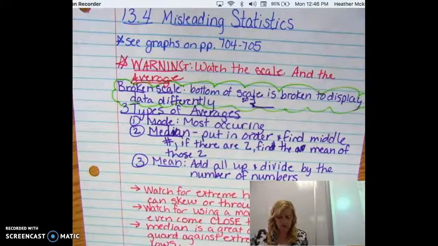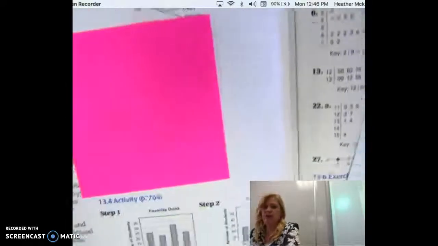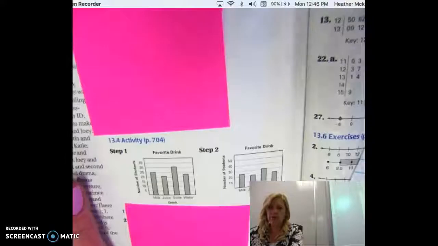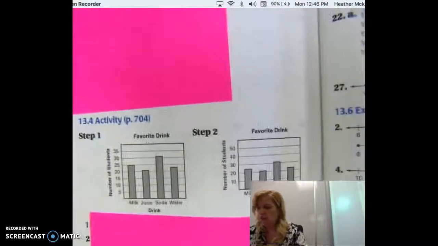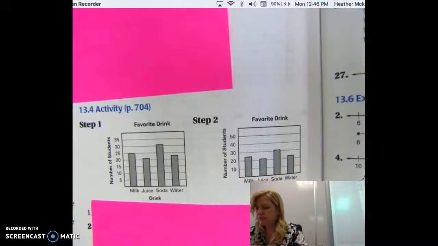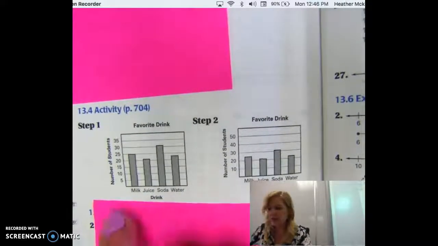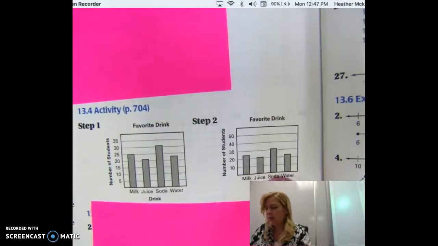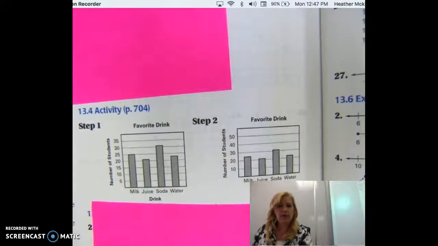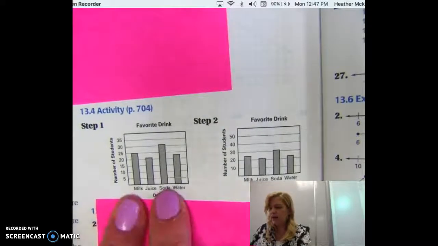yourself. So when I lost my page. And rather than me doing it, I thought the book did a much more beautiful job. Right here, if you look at these two graphs, this one goes up in increments of 5, and this one goes up in increments of 10. If you look at this, here's the soda.